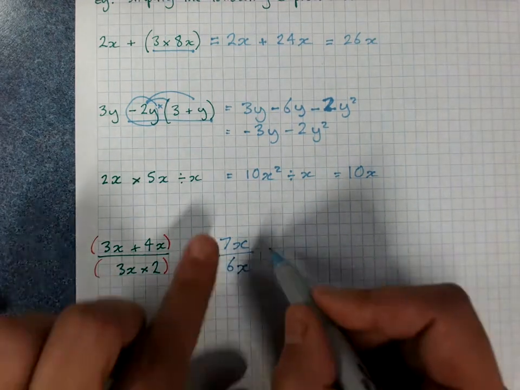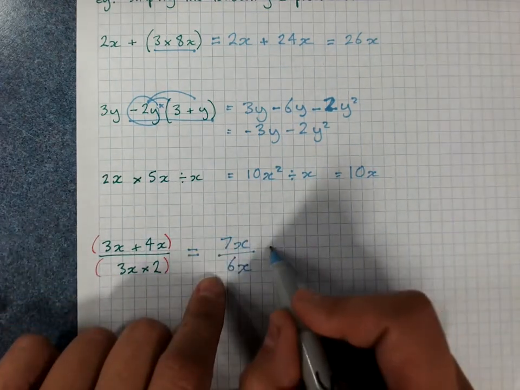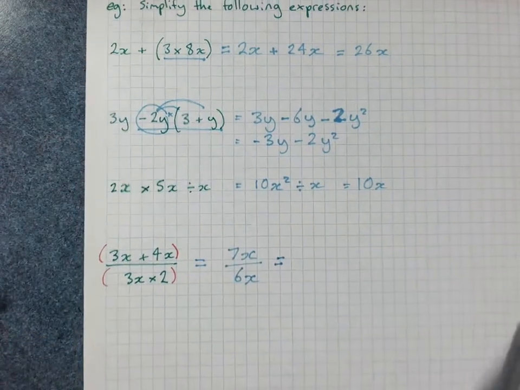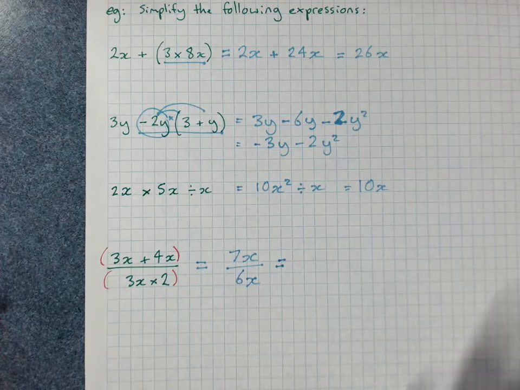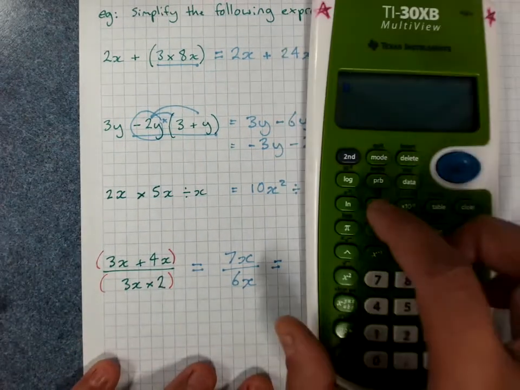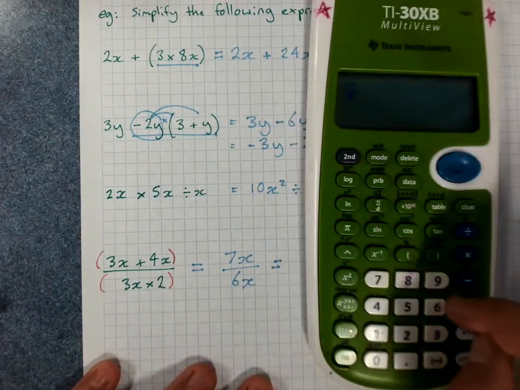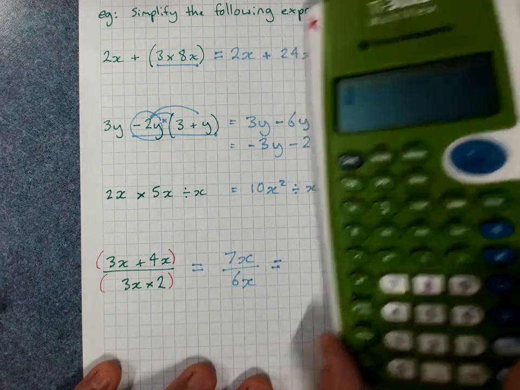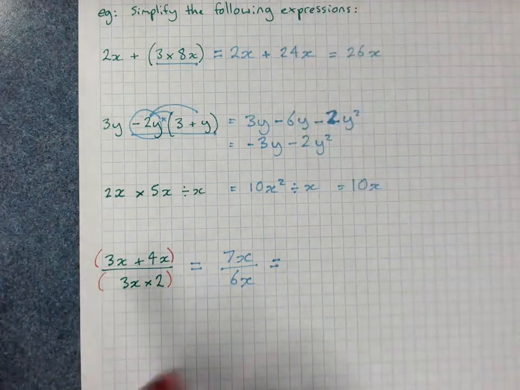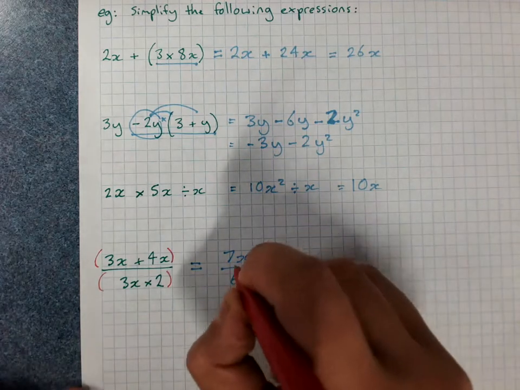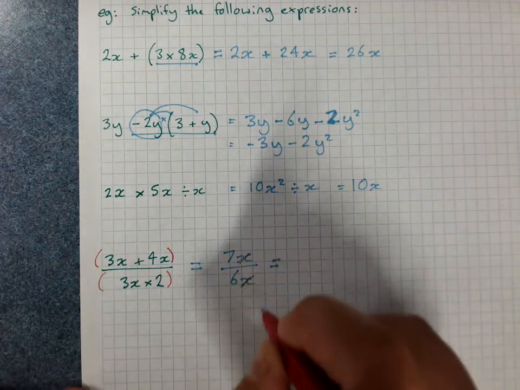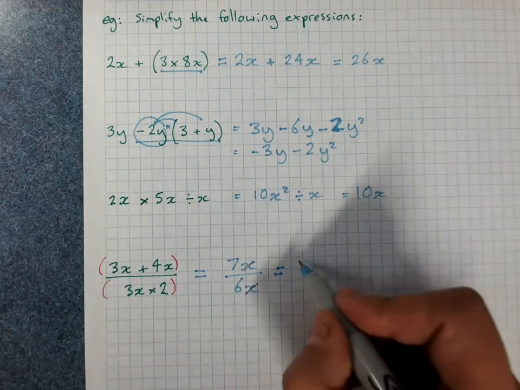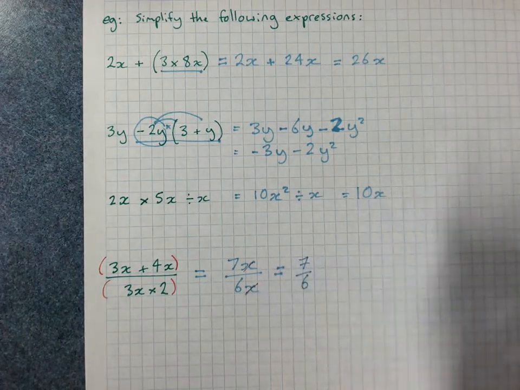6x. Now I'm dividing. When I'm dividing, remember, see if you can cancel your number fraction. I've got 7 over 6. Nope, just stays as 7 over 6. And I've got x on the top and x on the bottom. x divided by x cancels out. I've just got 7 over 6.